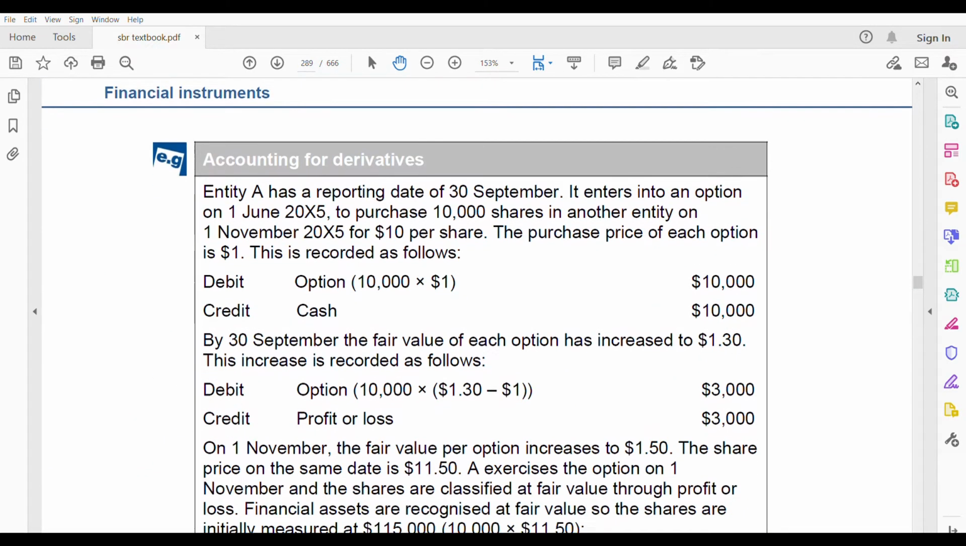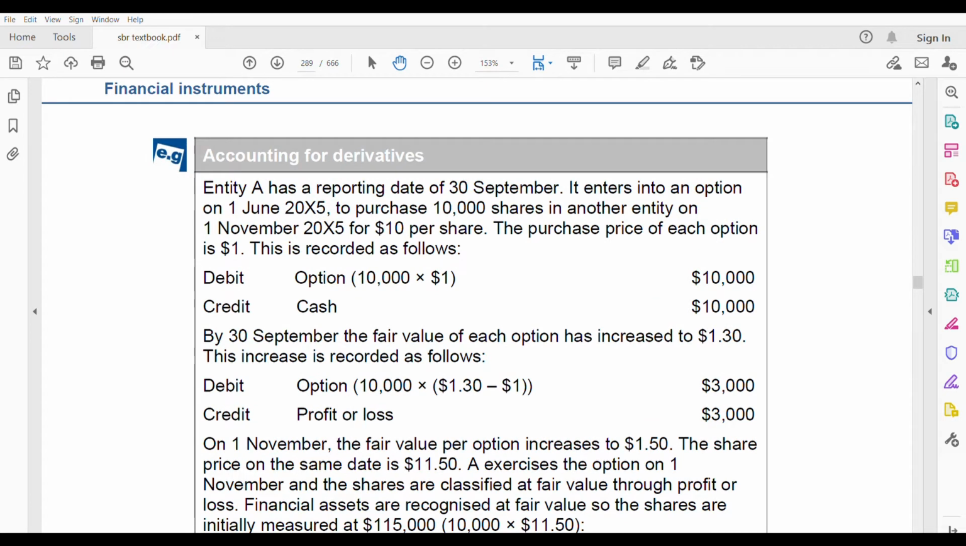Now, accounting for derivatives. Let us go through an example to understand this better. Entity A has a reporting date of 30th September. It enters into an option on 1st of June 2005 to purchase 10,000 shares in another entity on 1st of November 2005 for $10 per share. So the moment you see the option, you know it's a derivative. The purchase price of each option is $1.